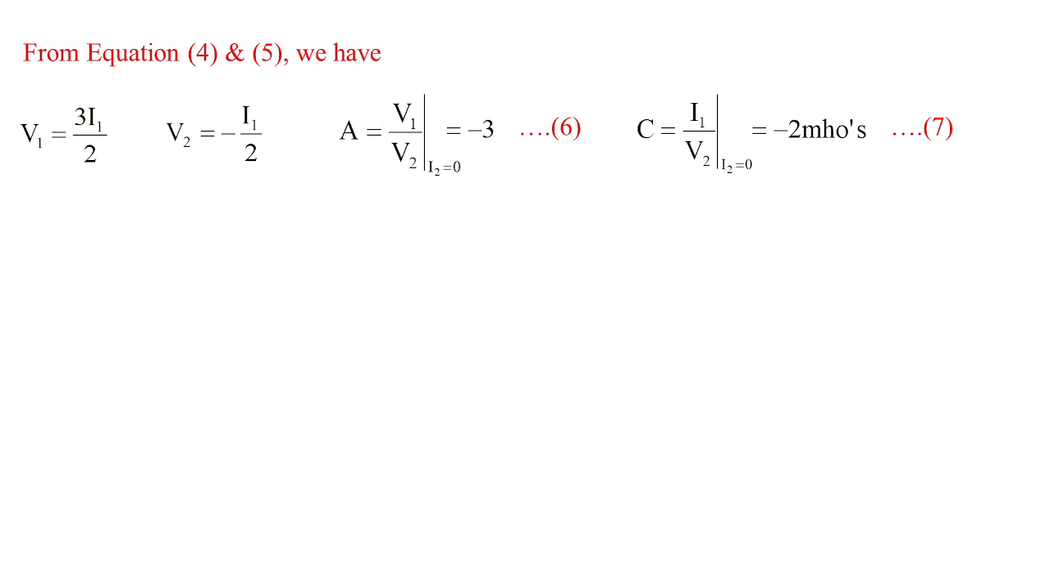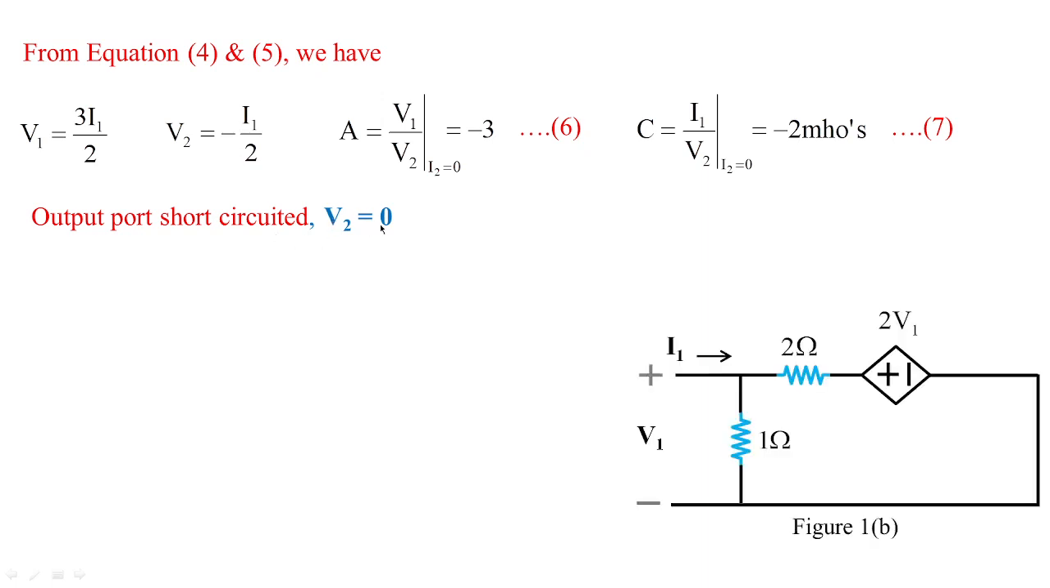Now our intention is to find the B and D parameters. For that, the output port should be short circuited, which means V2 will be equivalent to 0. So figure 1 will be changed to figure 1B, which is shown in this figure. Here we have shorted the output port. Here we used to have 1 ohm. It is being shorted, so its voltage will be 0. So no current is going to flow in the 1 ohm. That is why we have replaced the 1 ohm with a short wire.